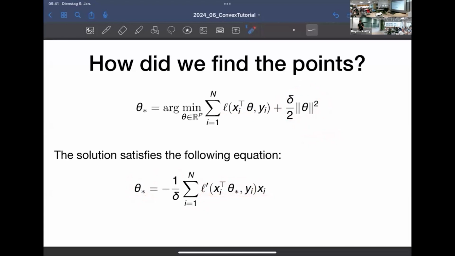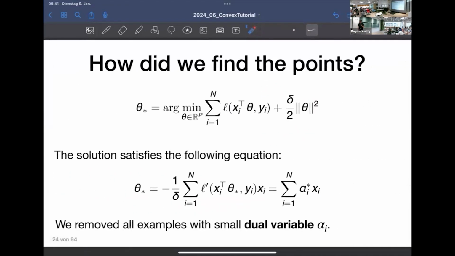So this is some kind of, people call it the representer theorem, that the optimal solution is given as a sum of the data points. And then if we call these derivatives here L prime, or -1 over delta times L prime, we call it alpha, we have this nice equation that theta star is the sum of all these alphas times x.